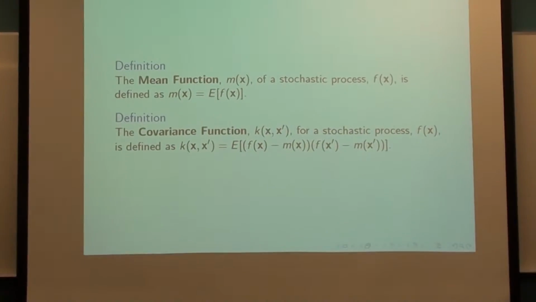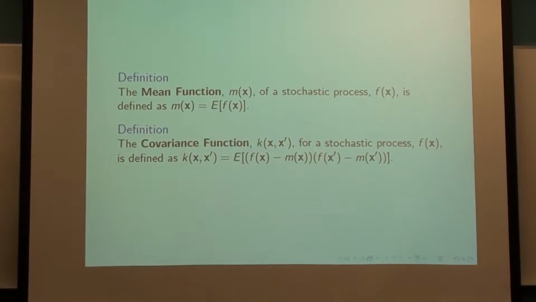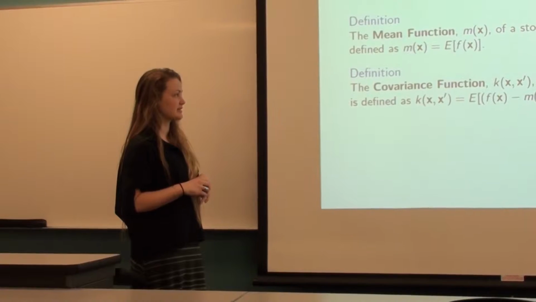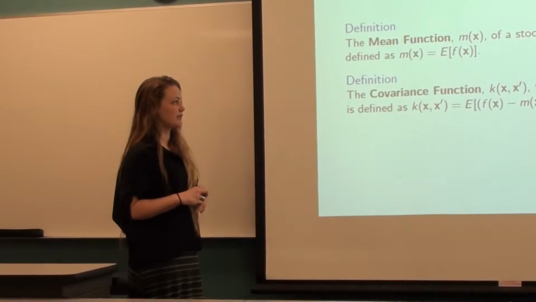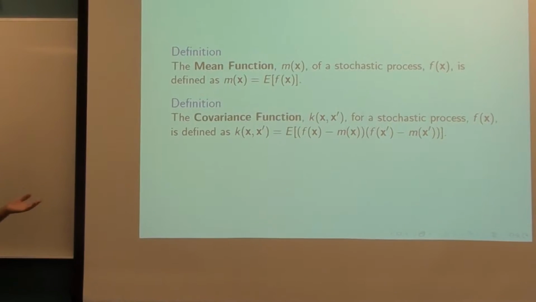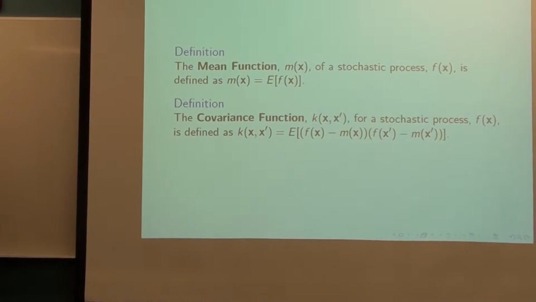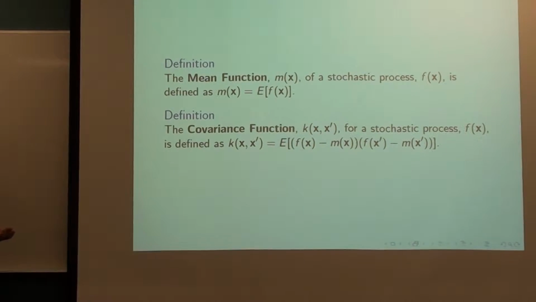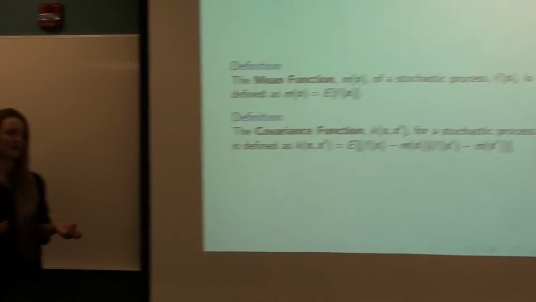So then our mean function for a stochastic process, you can see it's just the expected value of the stochastic process, denoted m of x, and the covariance function similarly is here. Hopefully everyone recognizes that as the general definition for the mean and covariance function of a random variable. It just so happens that our random variables are functions this time.